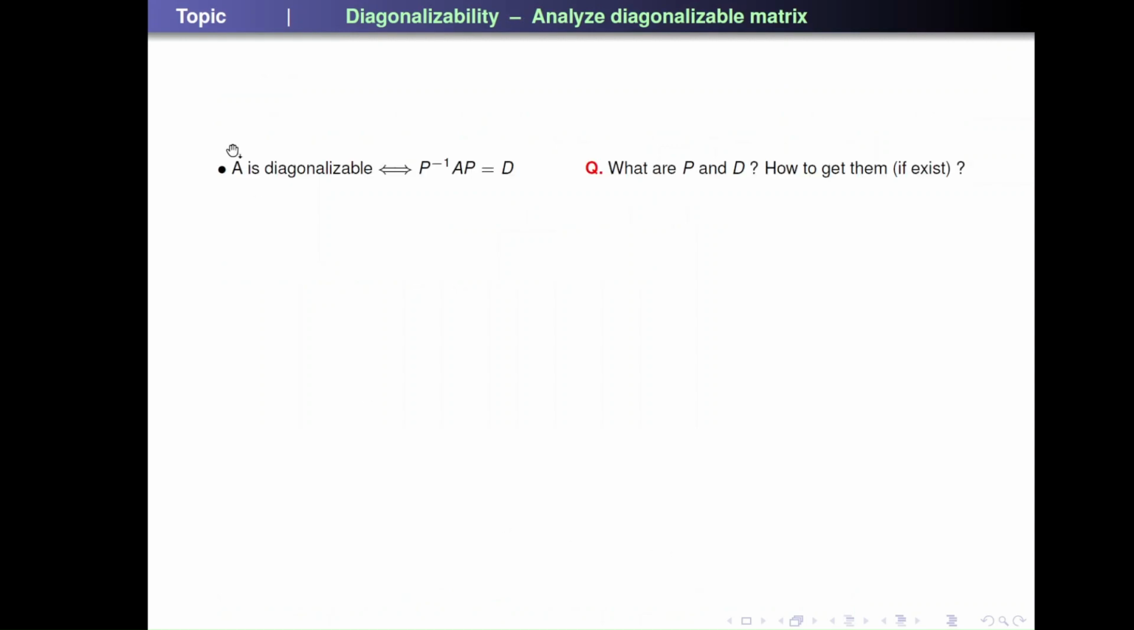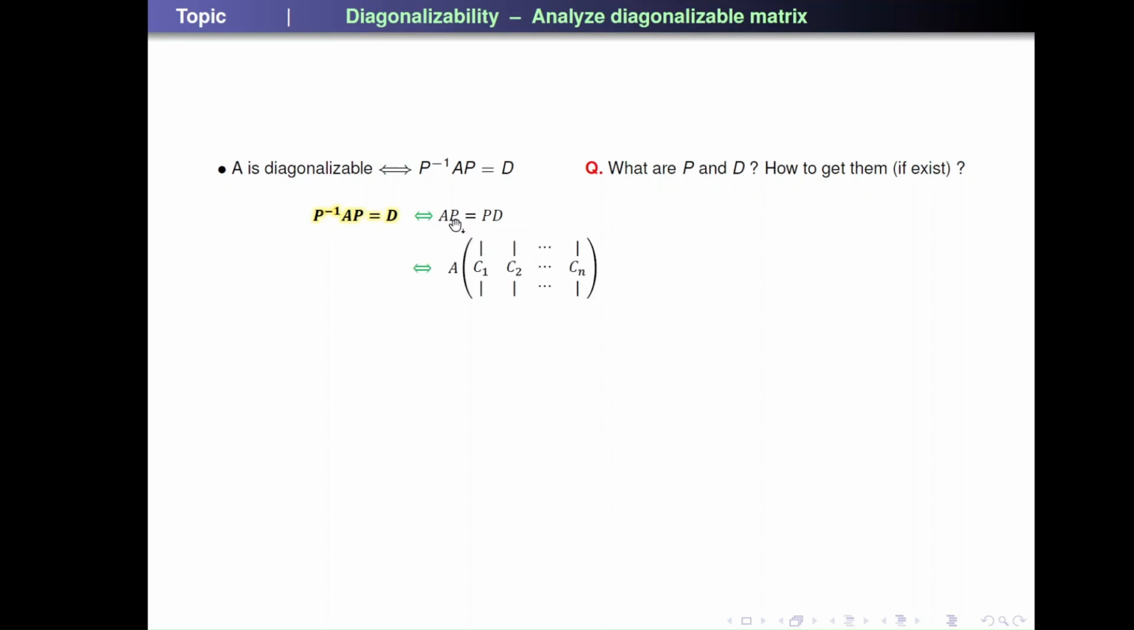As of now, we know that A is diagonalizable if and only if we have this decomposition. But in this decomposition, what are P and D? How do we get them if they exist? Now we look into this definition: P inverse AP is equal to D. That is, AP is equal to PD.